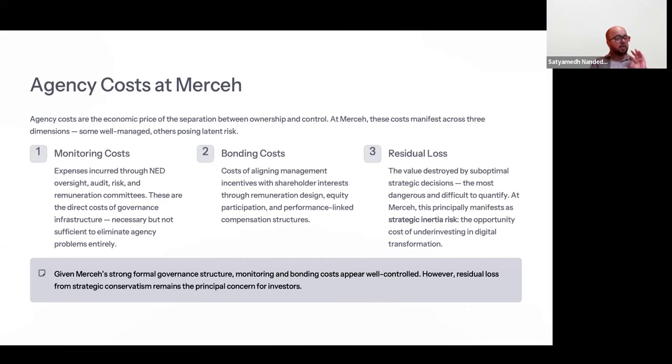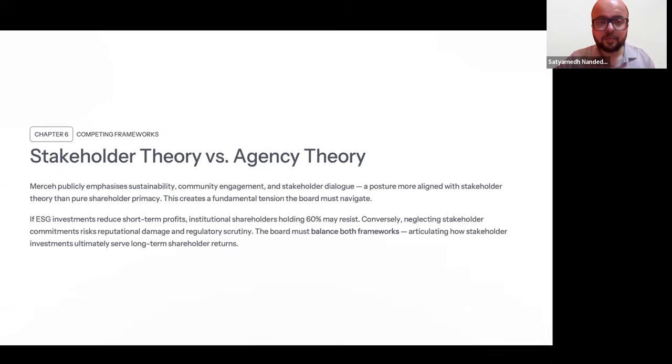उससे क्या होगा? There is nobody to keep an eye on them. They might end up taking a wrong decision, and that wrong decision will cost the company in the long term, and that long term loss is basically the residual loss that we are talking about. ठीक है? Okay, sir.